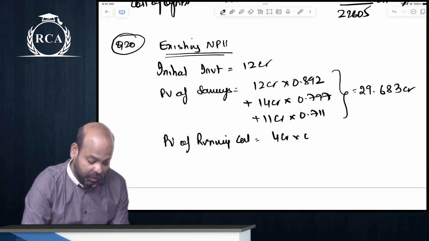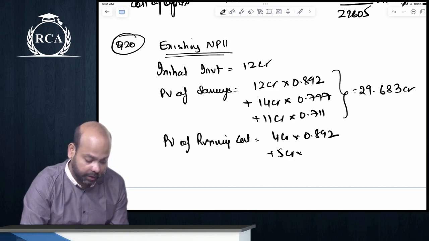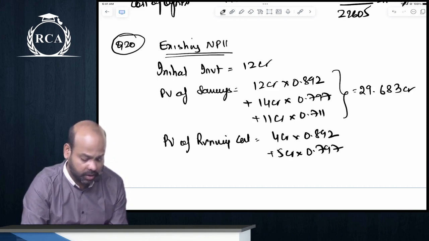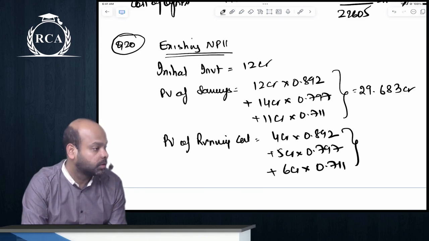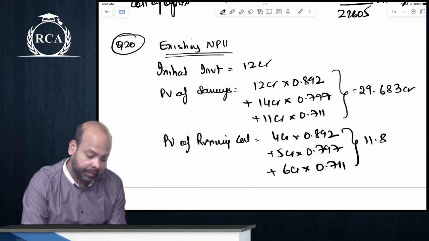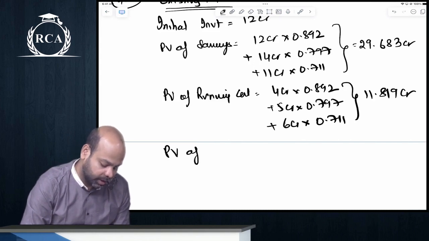Same way, beta, present value of running cost. Four crores into 0.892, beta. 5 crores into 0.797. 6 crores into 0.711. All of this, beta, will be equal to 11.819 crores. Can you tell me what's the present value of cash inflows, beta, now?